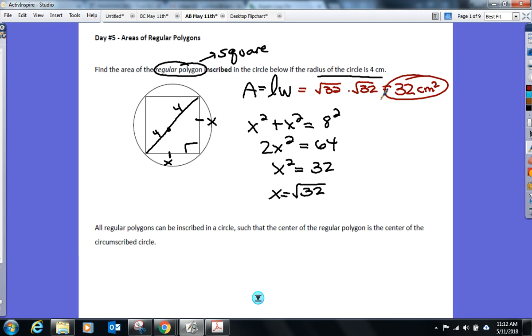Okay, and again, that wasn't the only way. Trust me, there was 45, 45. You could draw in the other diagonal and bisect them to form a right angle. There's a lot of different ways.